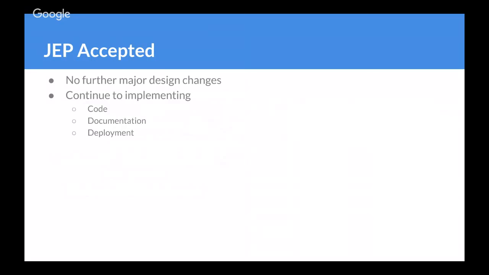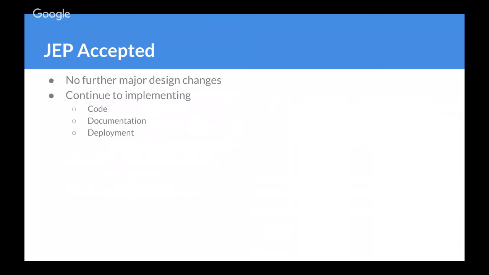So once a JEP has been reviewed, it will be set to accepted. It'll become an accepted JEP, and at that point, there should be no further major design changes. The contributors working on that proposal will continue to implement code or add documentation or deploy or do all the other things that are specified in the JEP. But at that point, we really expect there to be no further changes, at least not major changes to the JEP.